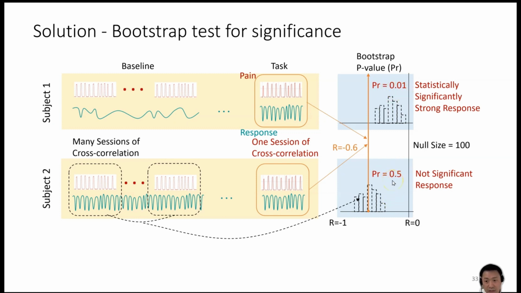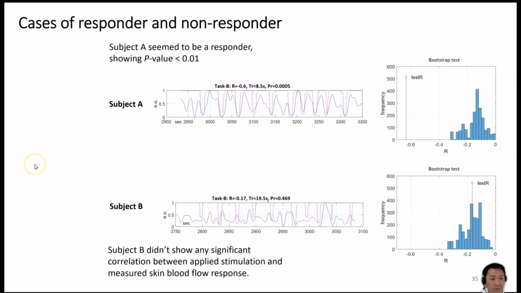not statistically significant. Here I wanted to show you quickly those cases of an actual responder and non-responder in our study group. Subject A, which I used as an example, is very clear, and you can see the correlation was very far from the null distribution, therefore it became very significant. For subject B, you can see it's visually not responding, and at the same time the p-value, if you rank them, didn't show statistical significance in terms of response.